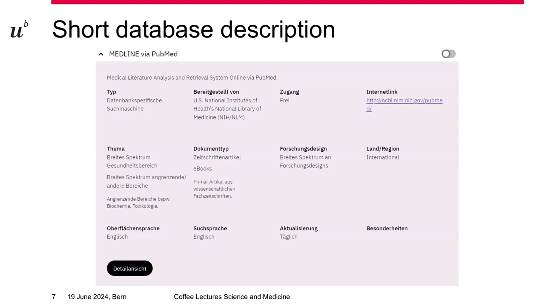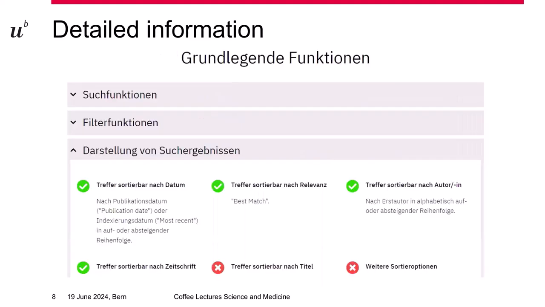So when you look at one database, you get a short database description similar to the slide I've shown you a moment ago, which lists the most important key points, like the type of database, the type of documents that you can find, and so on. There's also a detailed view, which contains the different functionalities, search functionality, filter functions, syntax, how to sort your references, how to export your references, and special quirks of the particular interface that you're dealing with. I will also show you this in a moment in the live demo.